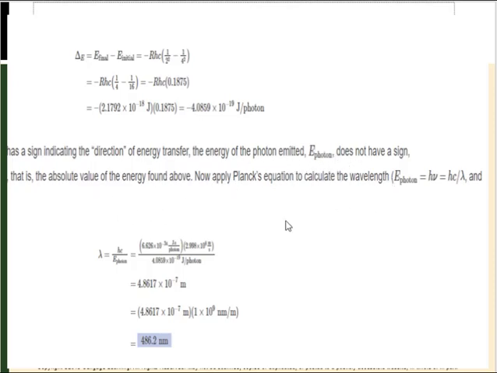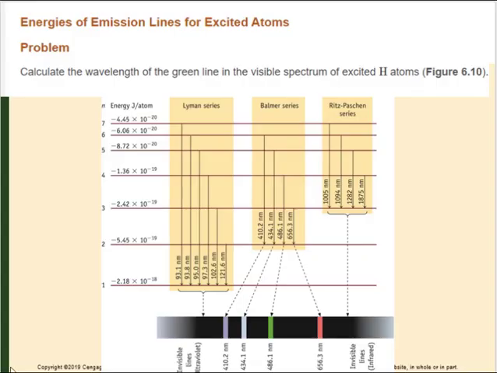Now to find that wavelength, we can plug it into our equation, hc divided by E. So h, Planck's constant, times the speed of light divided by what we just found. But remember, it's got to be the absolute value of what we found. And we convert meters to nanometers, because there are 10 to the 9th nanometers in 1 meter. You should get 486.2 nanometers. If we go back to look at this green line, it's 486.1 nanometers, so it's pretty darn close.